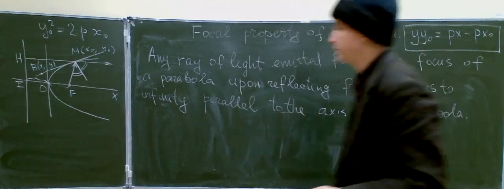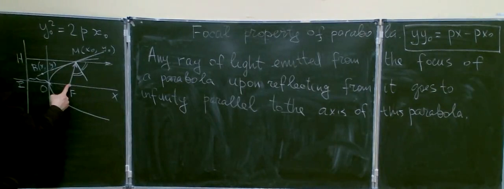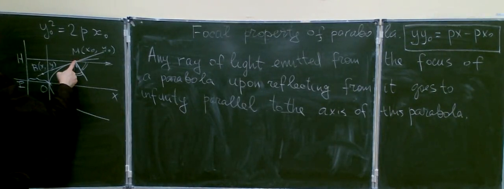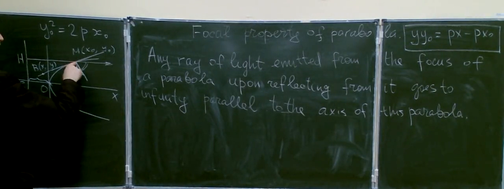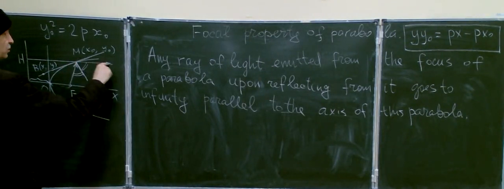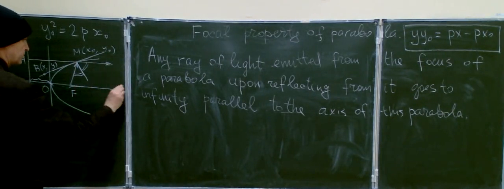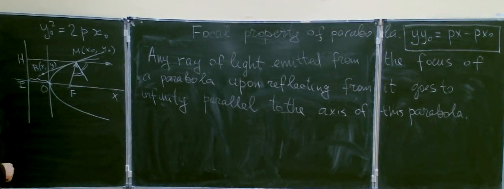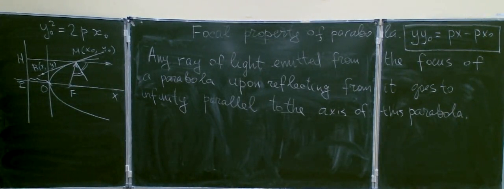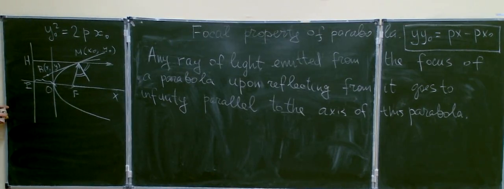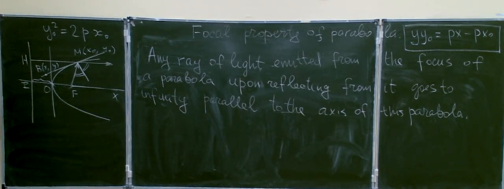Just like in our picture. So, rays emitted from the focus goes here. At the point M, it reflects from our parabola, and then it goes to infinity. And this line is parallel to this line, which is the axis of our parabola. Now let's draw a picture in such a way in order to reformulate this statement in terms of geometry.